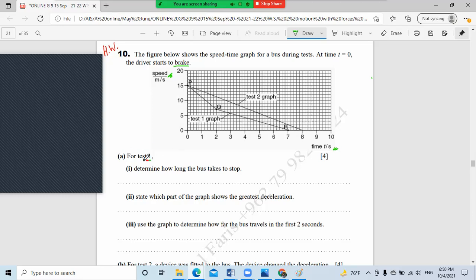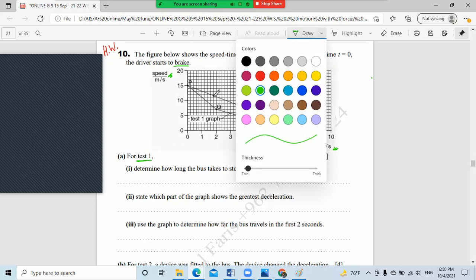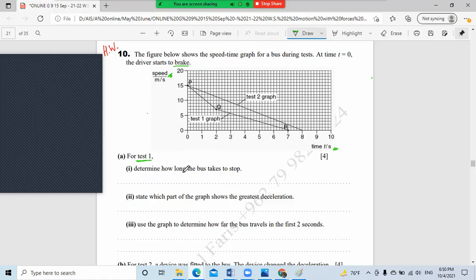Now for test 1, that means they ask only for test 1. They didn't ask for test 2. They ask for 3 things. Determine how long the bus needs to stop. They ask about the time. State which part of the graph has the greatest deceleration. That means they ask about slope. Use the graph to determine how far the bus traveled in the first 2 seconds. That means they ask about area.